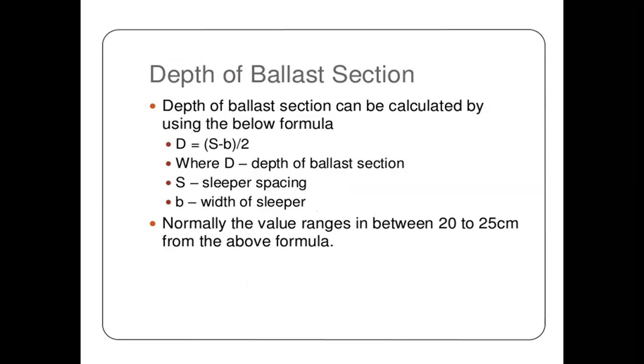The depth of ballast section can be calculated by using the formula, where D is the depth of the ballast section, S is the sleeper spacing, and B is the width of the sleeper. The depth of the ballast section is D equals (S minus B) by 2. Normally the value ranges between 20 to 25 centimeters from the above formula.